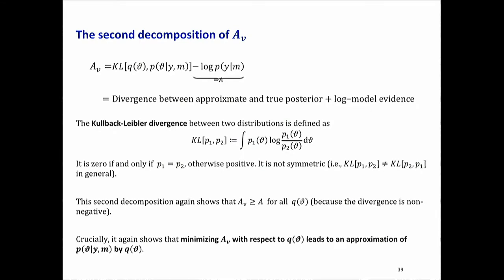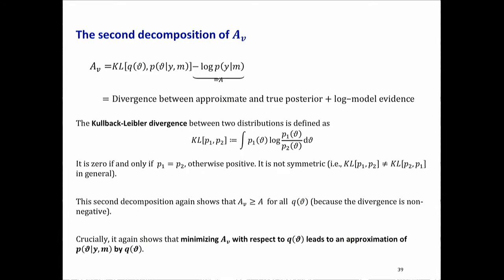Now the second decomposition again shows that AV is always greater than or equal to A for all Q, because the divergence is non-negative. This is a positive term. And this here, including the minus sign, is A. So we have A plus a KL divergence. And this means this has to be higher. This has to be the greater number than A, unless our divergence is zero.